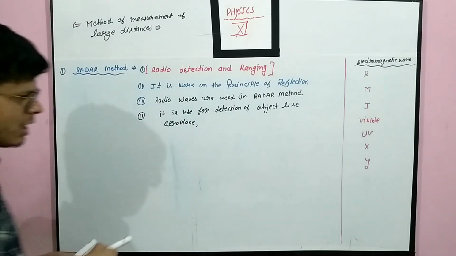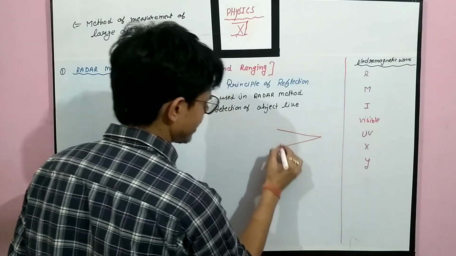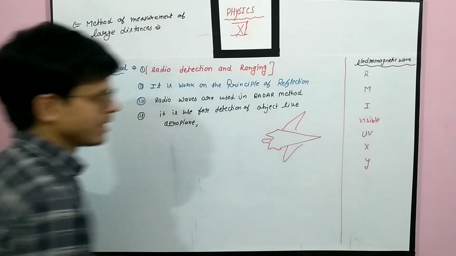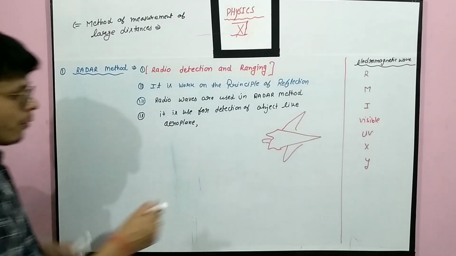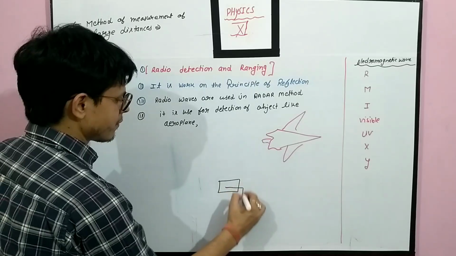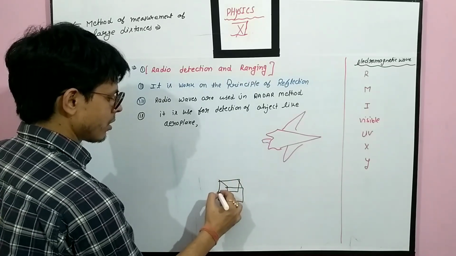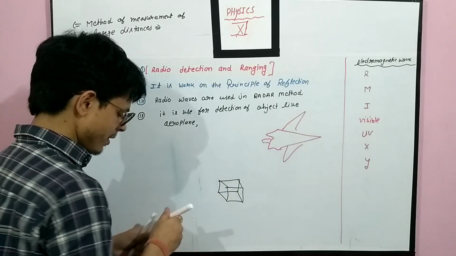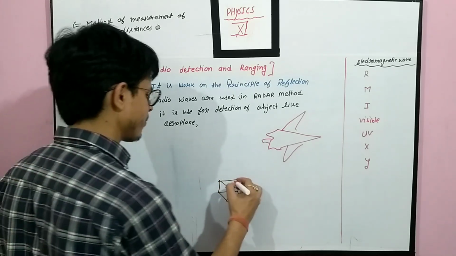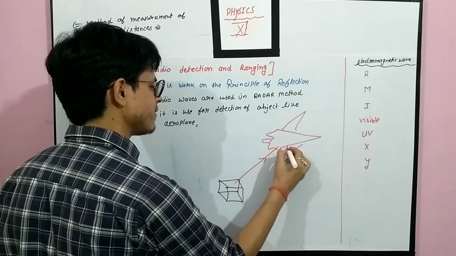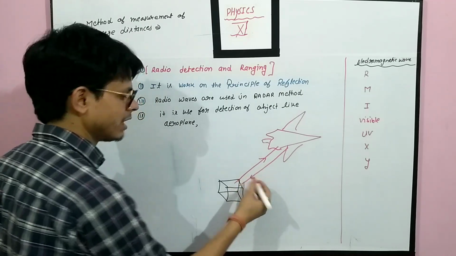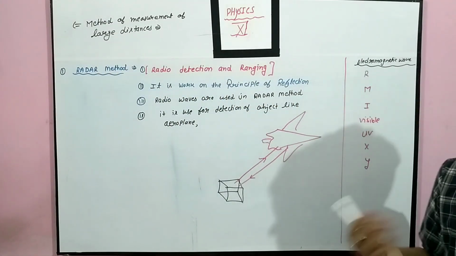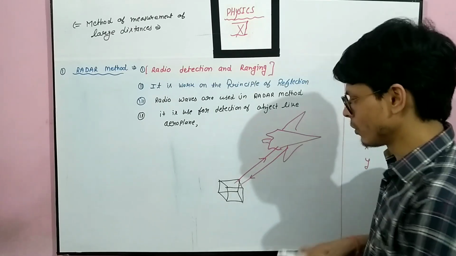How will we detect? Suppose this is the fighter jet plane of an enemy. What will we do? We continuously send radio waves from the junction or headquarters of the army. When these radio waves come back after reflection, they note the time, after how much time they reflect. If they reflect back, that means something is there. They are continuously sending radio waves.